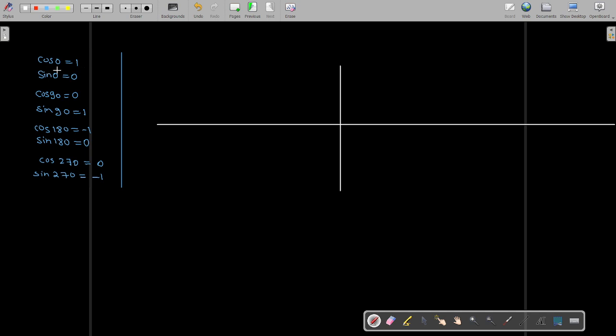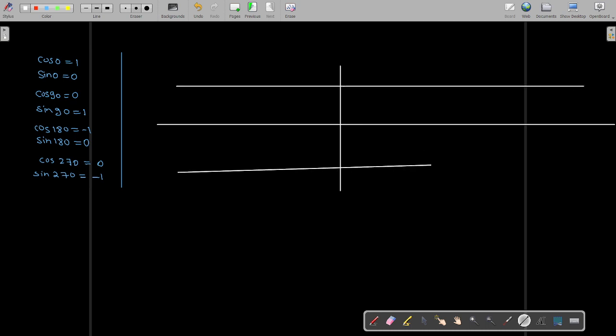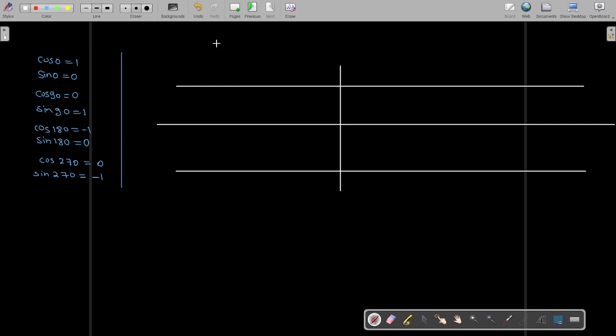So cos of 0 is 1, right? So we will start moving from here. So we know the values will vary between minus 1 and 1. So let's draw these lines. This is not a part of the graph. This is just for me to measure the points. Now cos of 0 is 1. So at 0 it's 1.